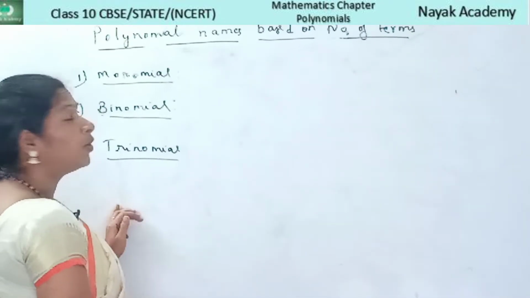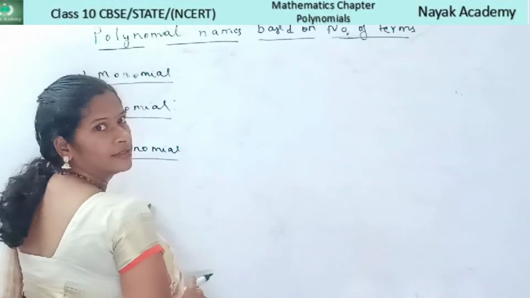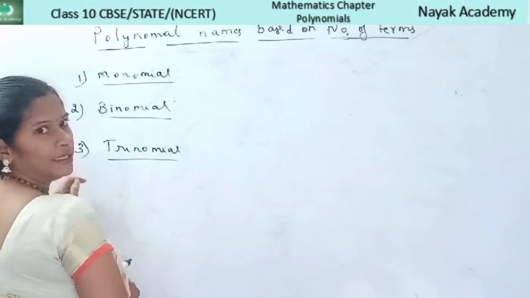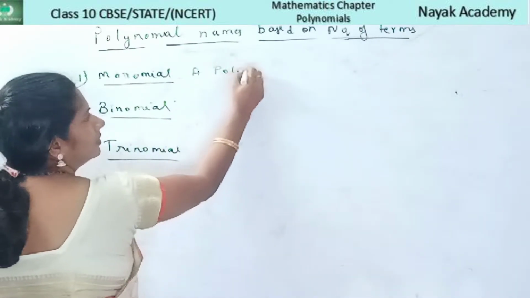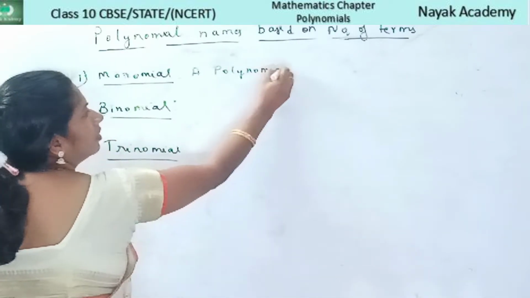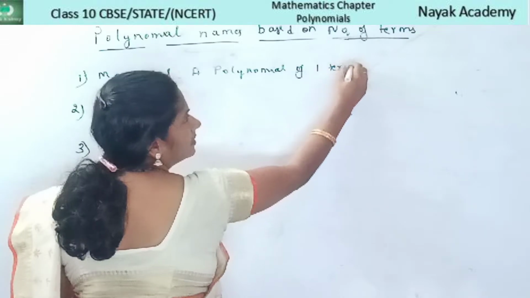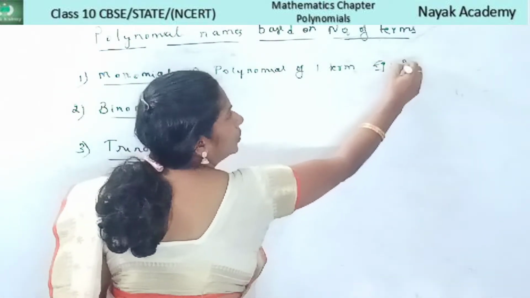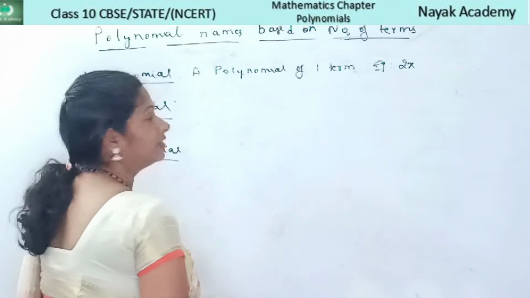Now let us learn polynomial names based on the number of terms. First type is monomial. What do you mean by monomial? A polynomial of one term is called a monomial. For example, 2x or 3y. Any example you can write, children.